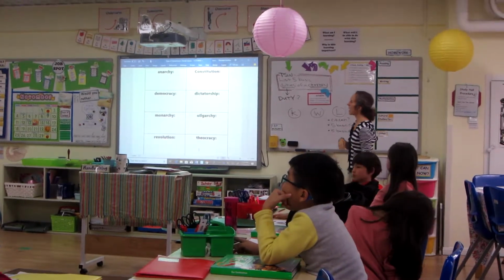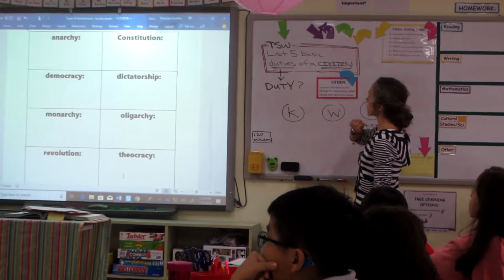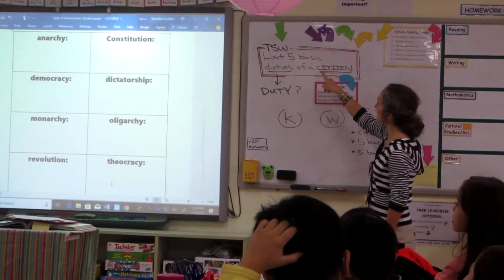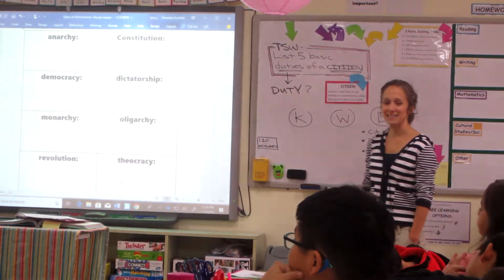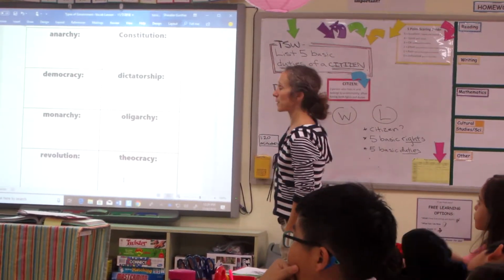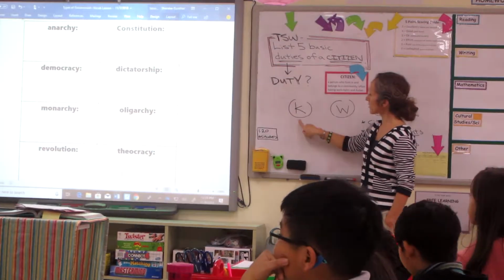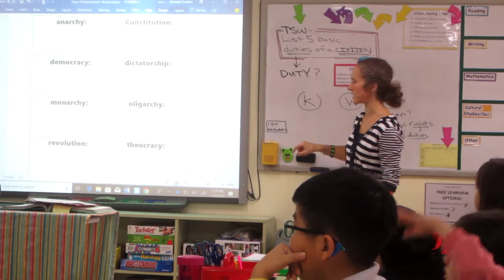Yes. Okay. I'll say TSW and then we'll go ahead and read it together. TSW. The student will list 5 basic duties of a citizen. Excellent. And the only new word that we have in our goal is duty. So over here with Kate, what do we think we know about duty? What is a duty?